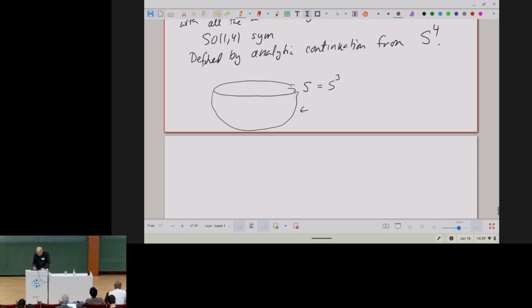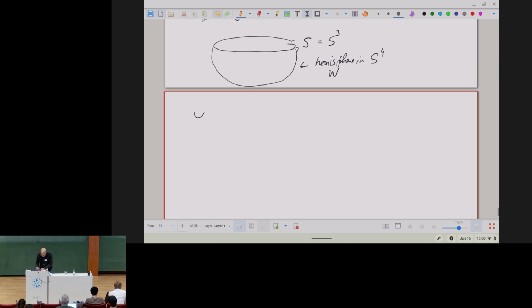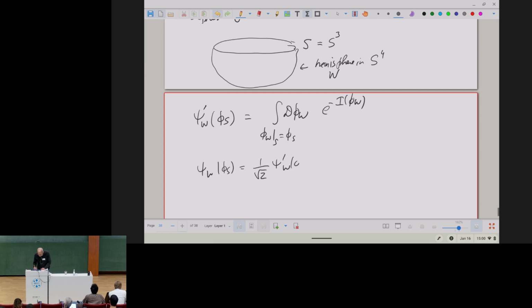So my manifold is going to be a hemisphere, which I'll call W. And so my state, I'll call it psi prime W of phi s, is an integral over the fields on W, restricted so that on S they agree with phi s, of e to the minus the action. I call that psi prime because it's not normalized. So the normalized version of the state will be the same thing divided by a normalization factor. And the normalization factor will be, of course, the inner product of psi prime W with itself.